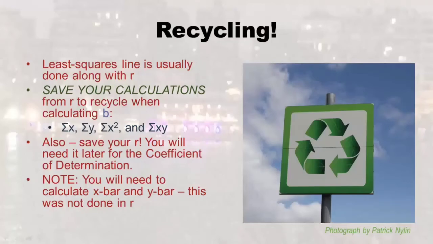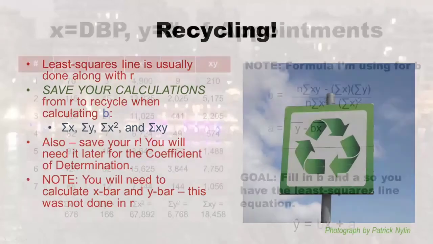And then this is not about recycling. You'll actually have to make this anew, but you need to calculate x bar and y bar now. You never needed to do that before now, but now you need this. And so get together your old R calculations and then put your x bar and y bar together, and you'll be ready to do the least squares line equation.